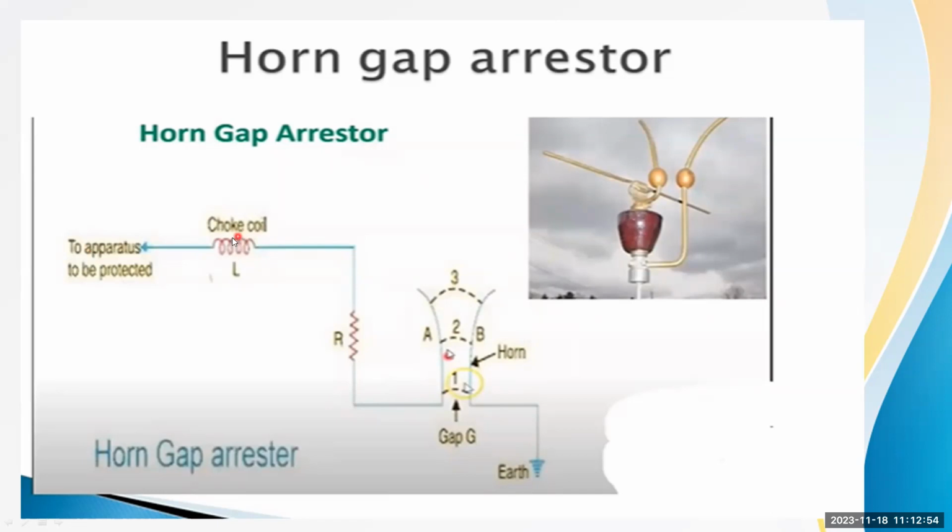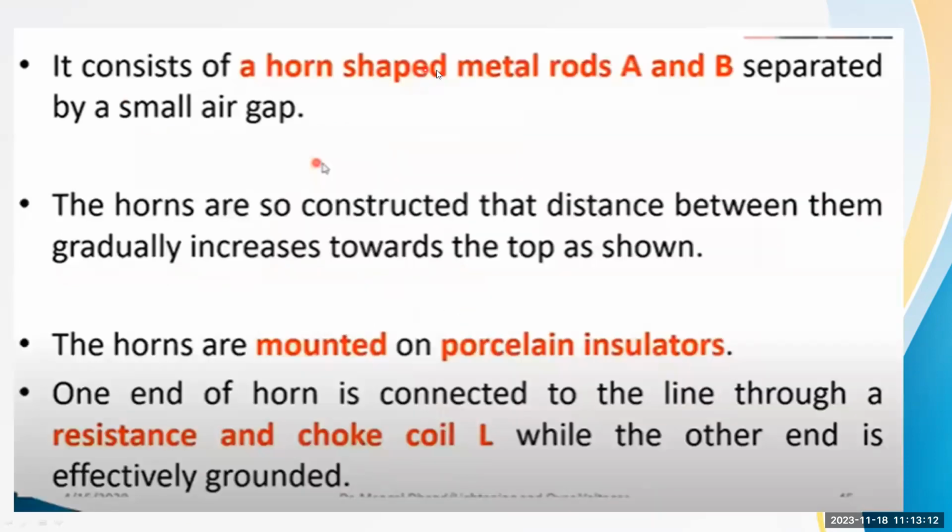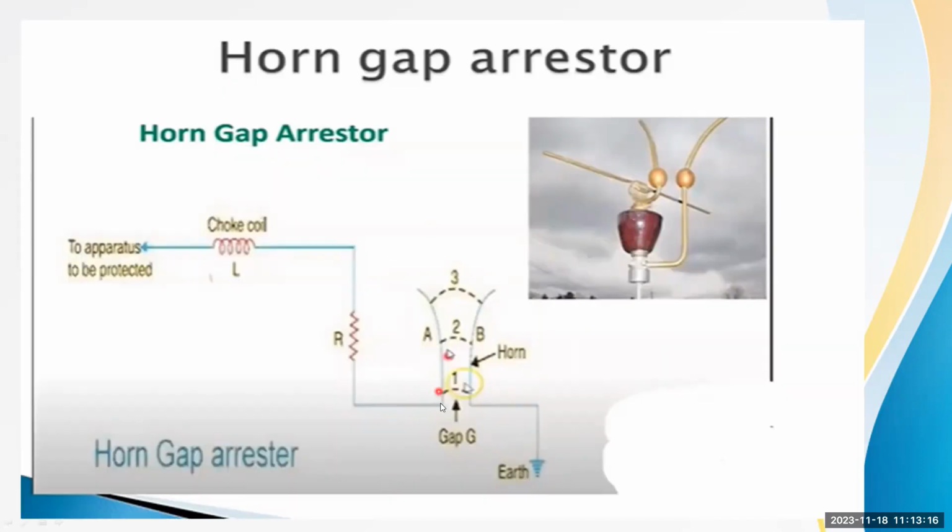So we know this choke coil, at a power frequency level of 50 Hz, XL is equal to omega L, that is proportional to the frequency, the normal operating frequency. So the reactance will be less. The horn gap arrester consists of horn-shaped metal rods A and B separated by a small gap.